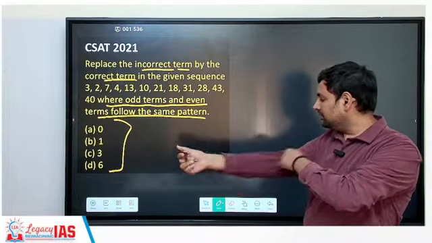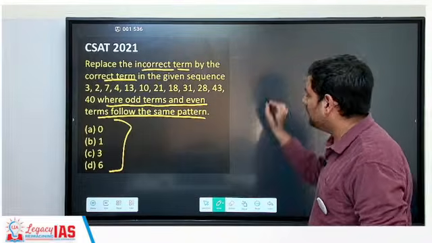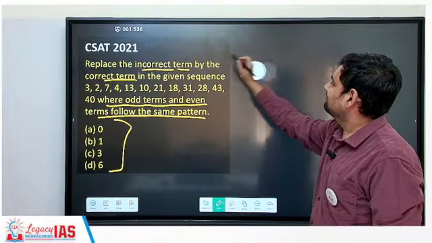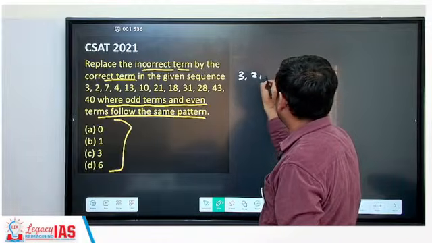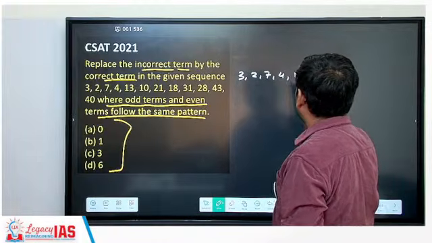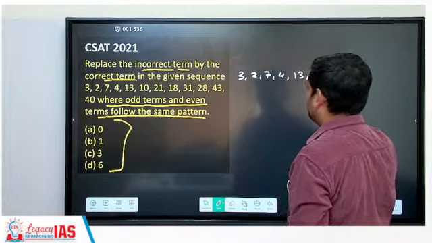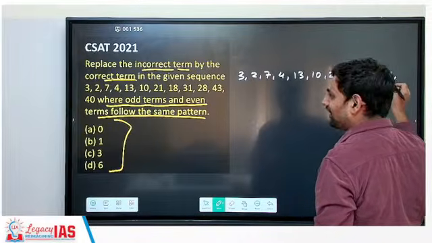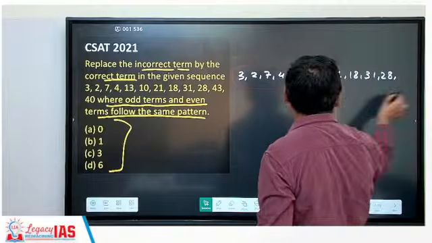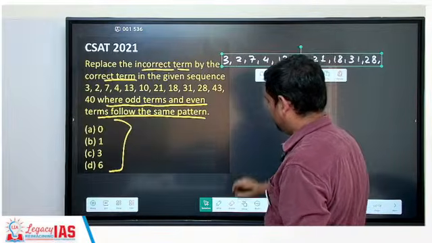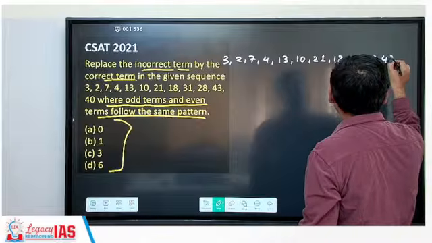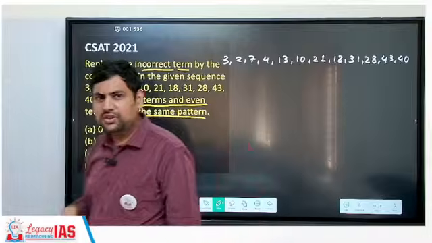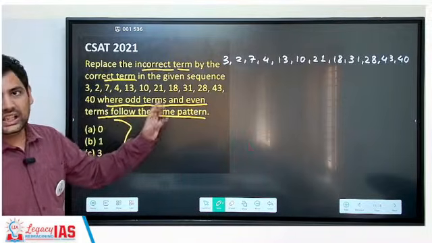So first, you'll have to write the series. Okay, so you write the series 3, 2, 7, 4, 13, 10, 21, 18, 31, 28. Oof, how long is this? Then 43 and 40. Correct? Yeah. The series is done. Now here, of course, you don't have to find the next term. You have to find the incorrect term here.